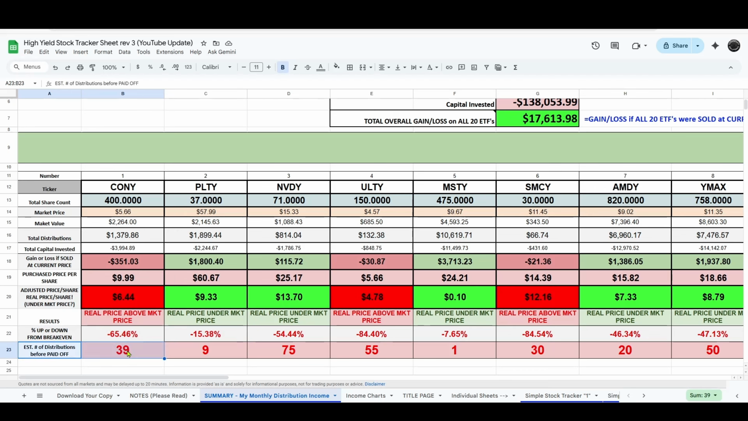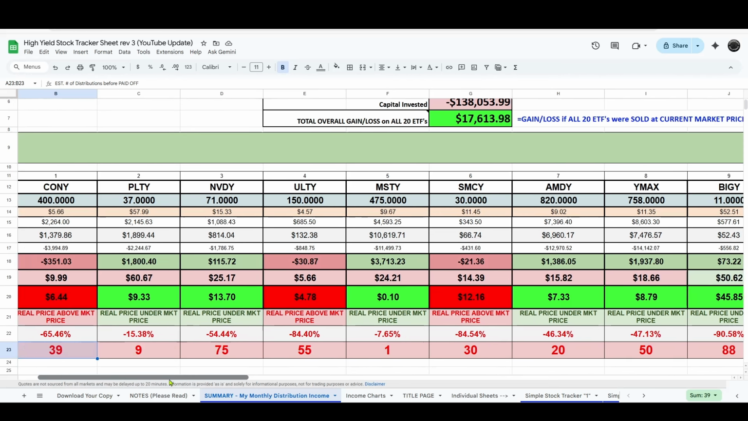And then also just the last piece right here, it does provide you how many estimated distributions you need for that payoff. Now that number will change depending on the distribution per share of the ETF. If it changes, so does these numbers here, okay? So this is only true using that average of the last 4 distributions. Just keep that in mind.